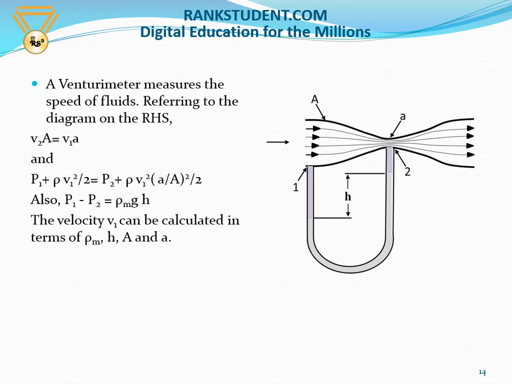A venturimeter measures the speed of fluids. Referring to the diagram on the right-hand side, the following equations you have learned apply here. V2a equals V1A. P1 plus rho V1 squared by 2 equals P2 plus rho V2 squared by 2. And P1 minus P2 is rho gh. The velocity V1 can be calculated in terms of the density, the height, and the areas at the two locations, A and small a.